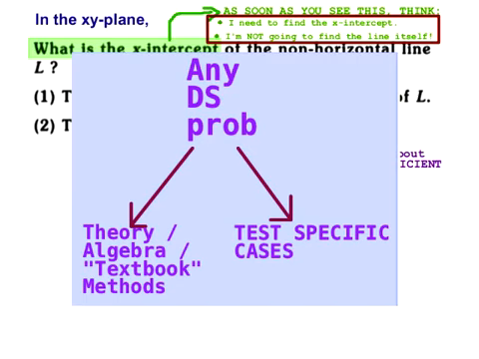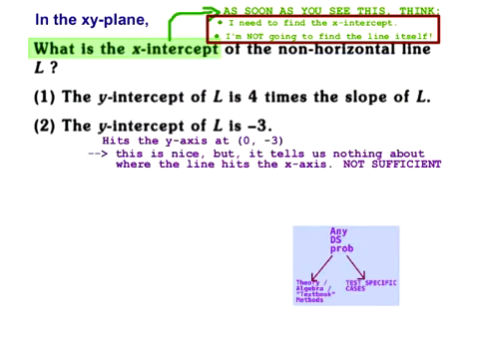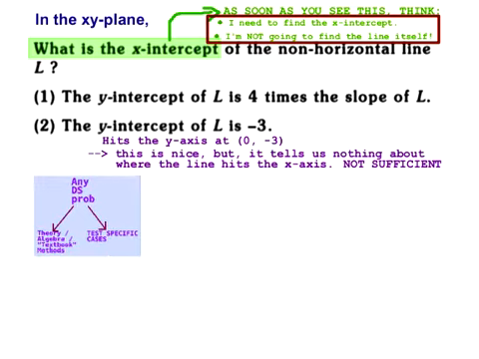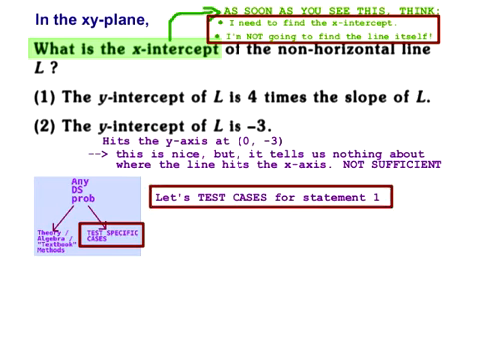remember there are 2 ways to do data sufficiency. Let's look at both of them. Let's do testing cases for statement 1. How do you do that? Like what does a case look like for statement 1? Like what are you actually picking?